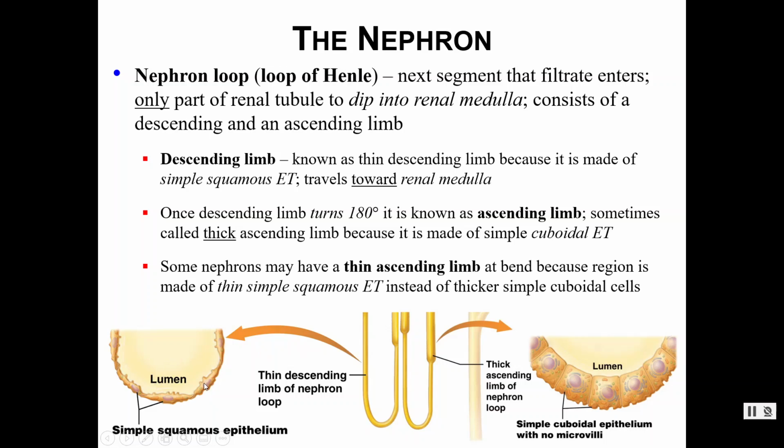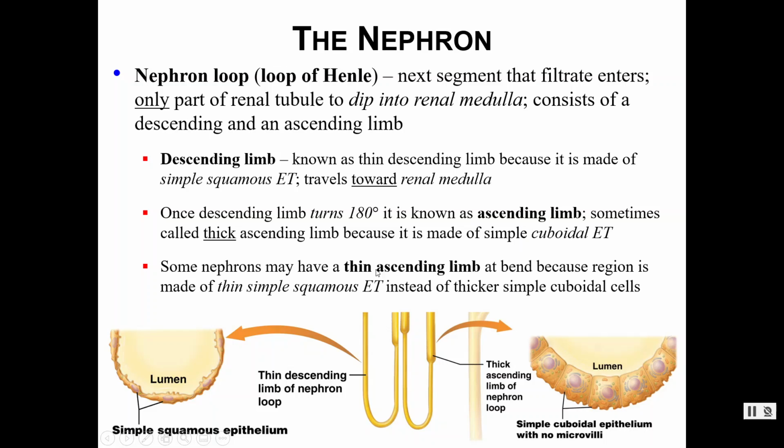Simple squamous tissue is still good for diffusion, filtration, reabsorption, all those types of transports as well. It's just a different type of tissue. Now, as soon as you go all the way to the bottom of the loop, you have to come back up, and that's where you hit the ascending limb. Again, you might hear it termed thick ascending limb because we're back to the simple cuboidal tissue. I usually just call it the descending and ascending limbs.